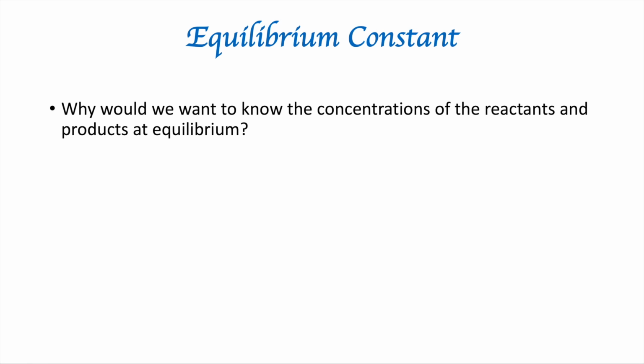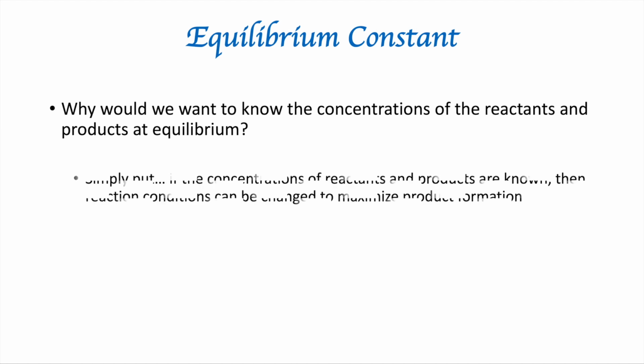So the equilibrium constant. So why would we want to know the concentration of the reactants and products at equilibrium? Well, I'm glad you asked that. Simply put, if the concentrations of reactants and products are known, then the reaction conditions can be changed to maximize the product formation. And this is used quite a bit in industry.